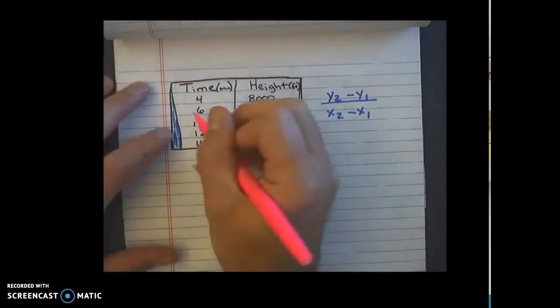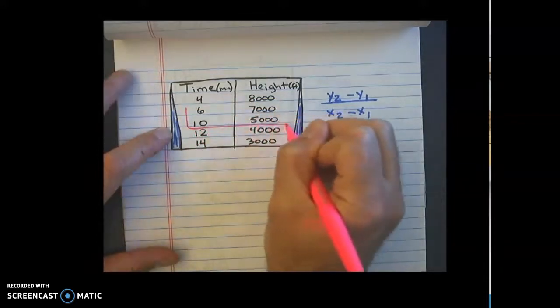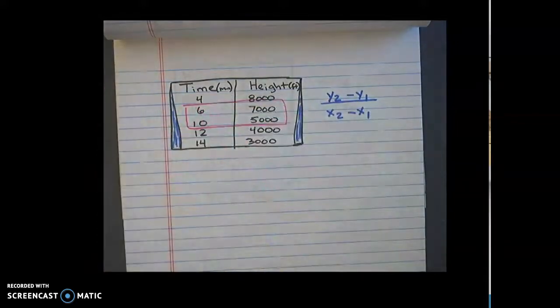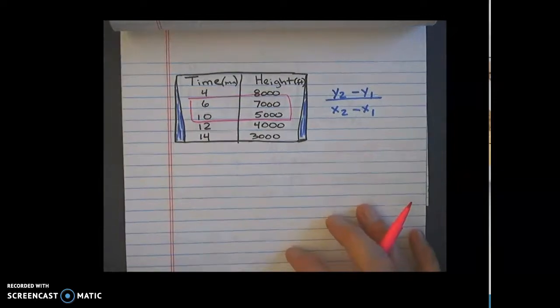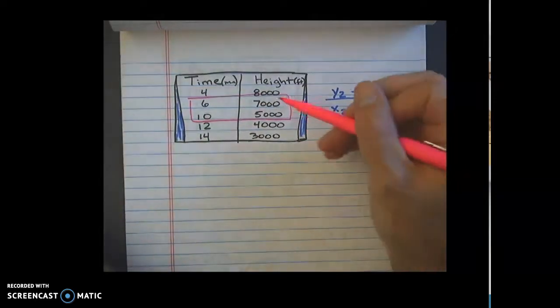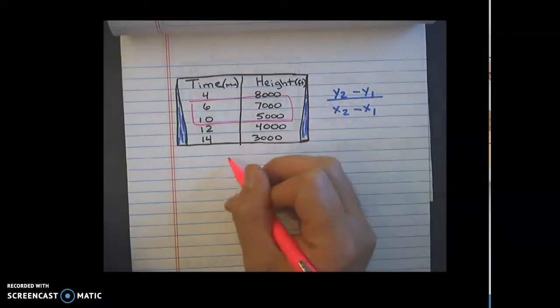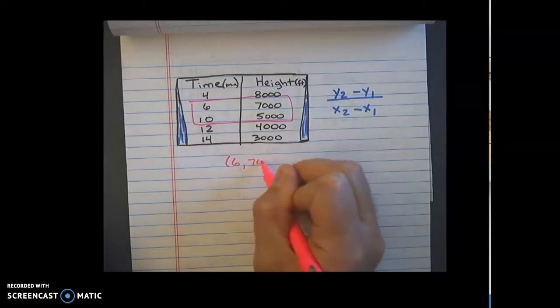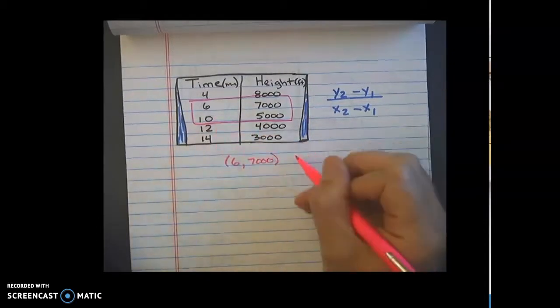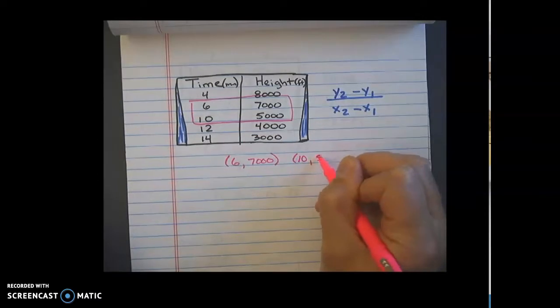So let's pick these middle points. Let's say we pick these 2. It would not matter what points we pick. We're just going to say, well, how much did it change from each of these points? And we can just double check it by picking another set of points. But if I was doing these points, that's the point 6, 7,000, and the point 10, 5,000.